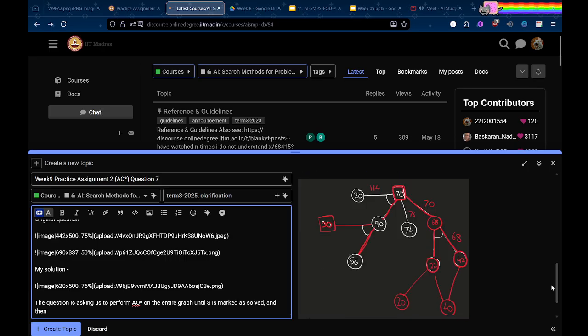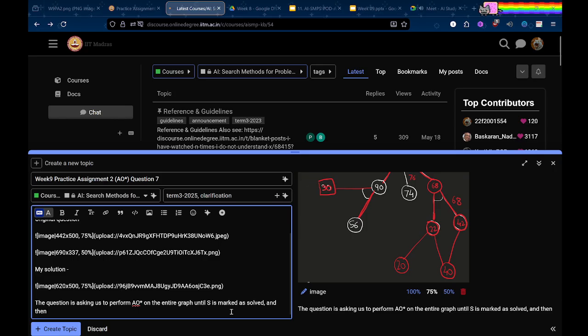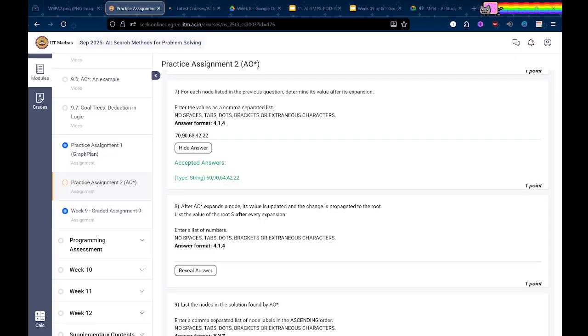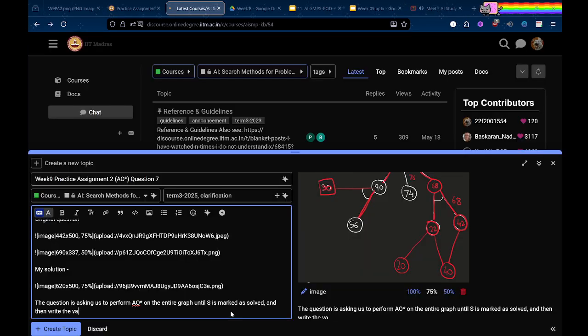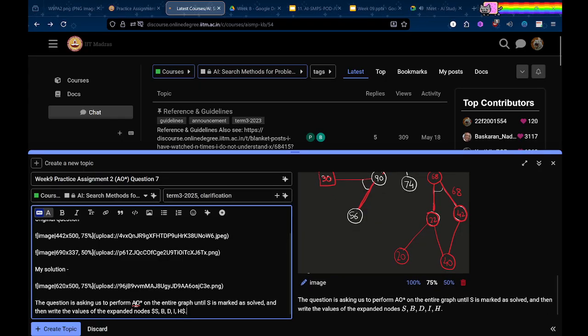The question is asking us to perform AO star on the entire graph until F is marked as false, and then write the values of the expanded nodes. What's the order? F, E, D, I, H. So, the values of the expanded nodes F, D, H, I in that order.